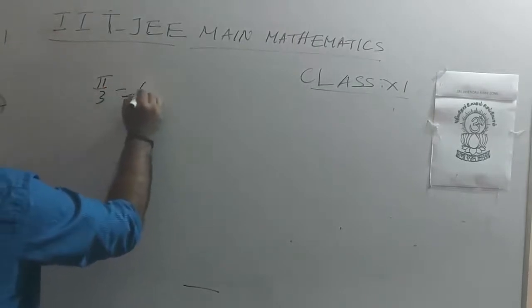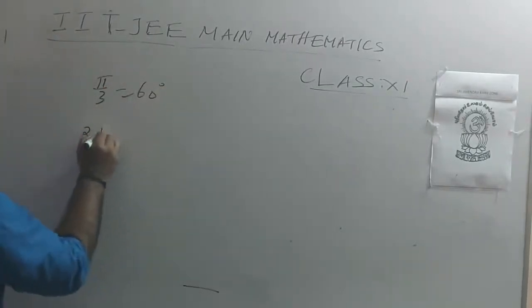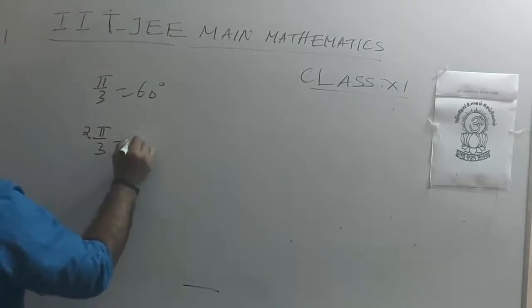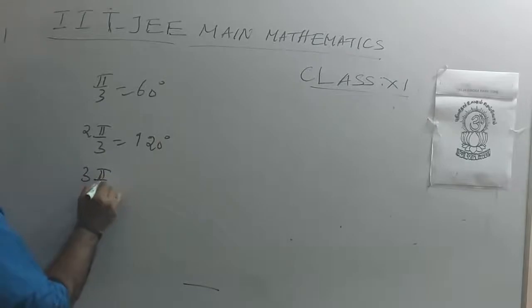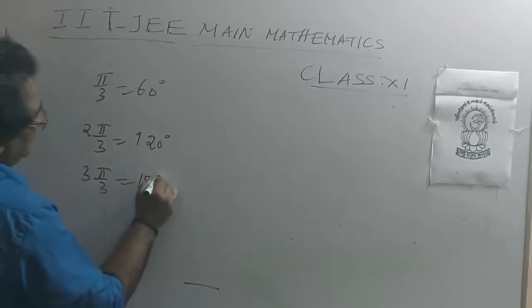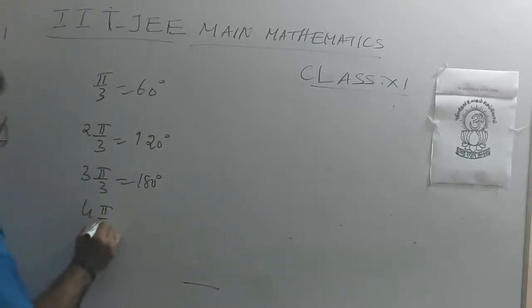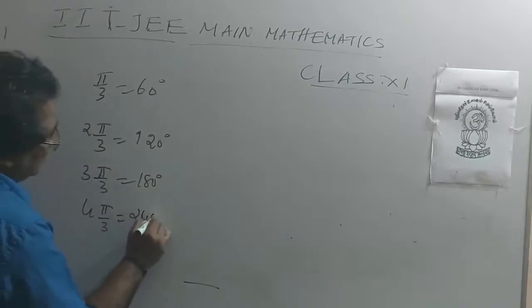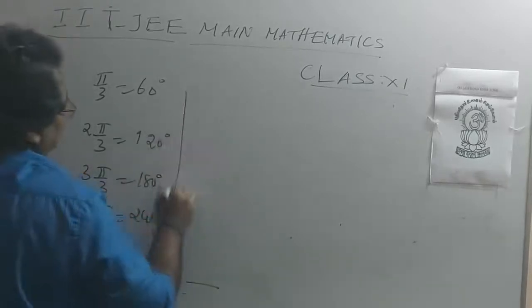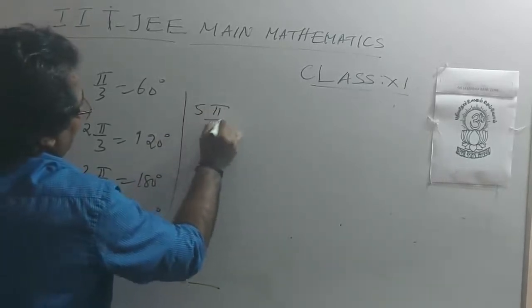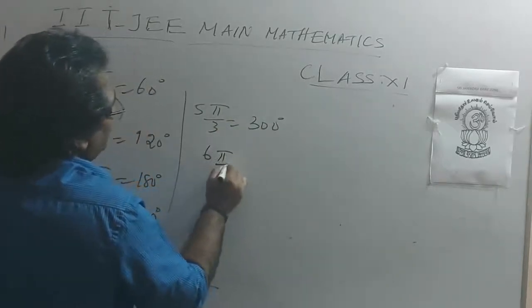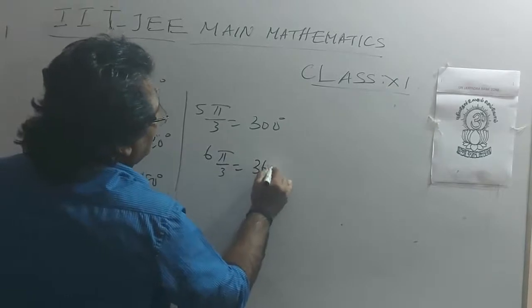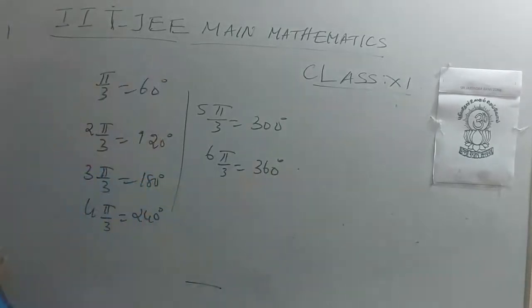If you take pi by 3, that is 60 degree. Without calculation, you should know 2 pi by 3 is 120 degree. 3 times pi by 3 is 180 degree. 4 pi by 3 equals 240 degree. 5 pi by 3 equals 300 degree. 6 pi by 3 equals 360 degree.